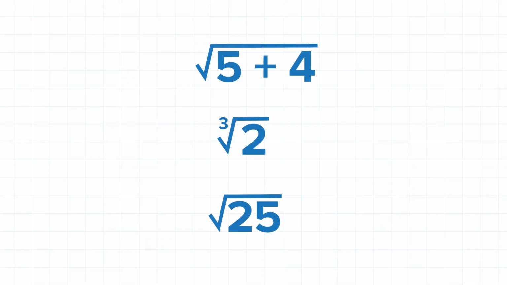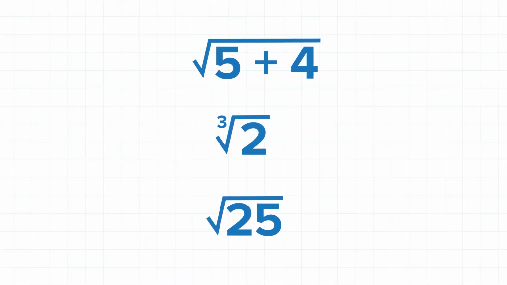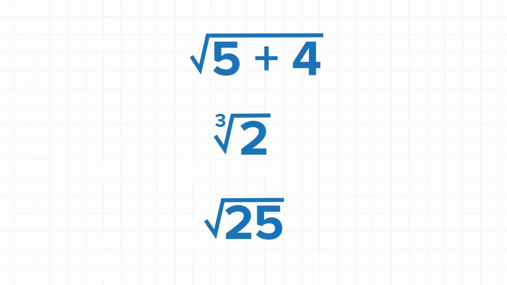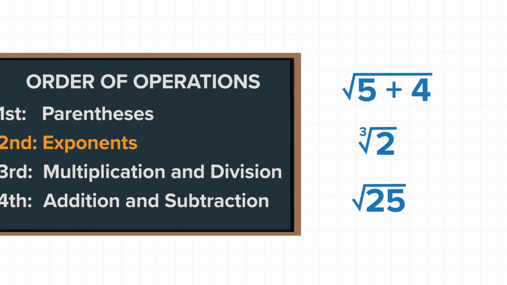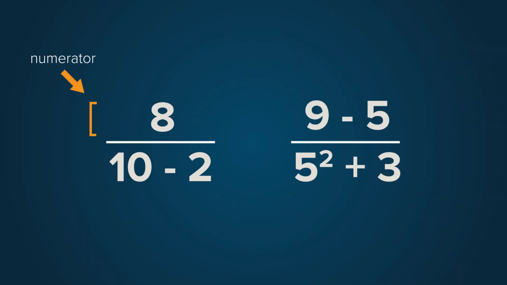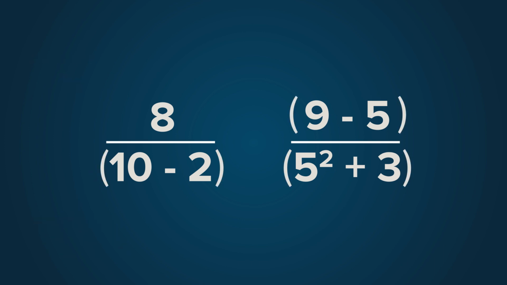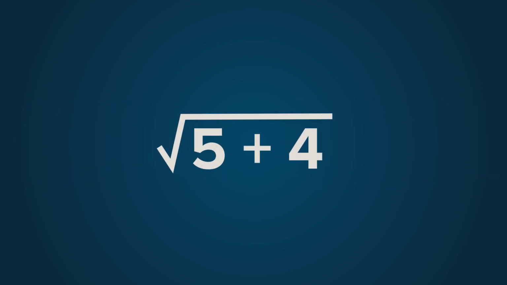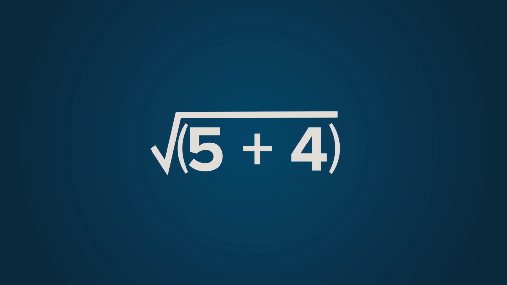If there happen to be any roots in the expression, say square roots or cube roots, we handle them along with exponents. So we can change that rule to be work with exponents or roots, also known as radicals. Numerators and denominators are treated like parentheses. So if the numerators and denominators need to be simplified, do that first. And the expression under a radical sign is also treated like a parenthesis.